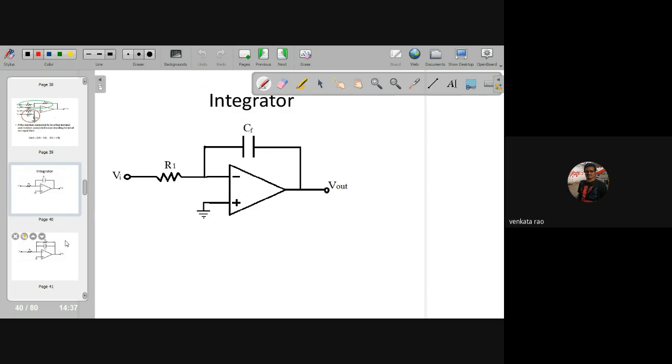Now I am going to the integrator. See, this is the integrator. Let us just wait one minute.